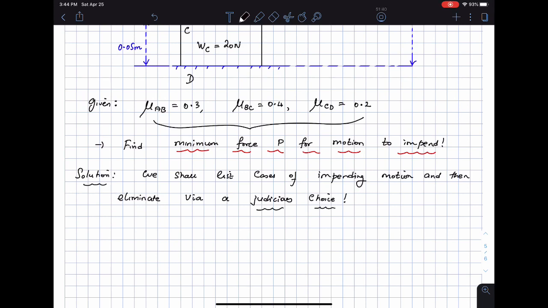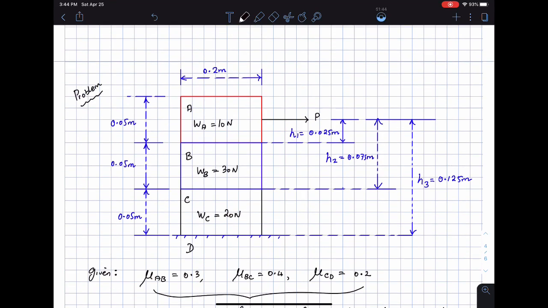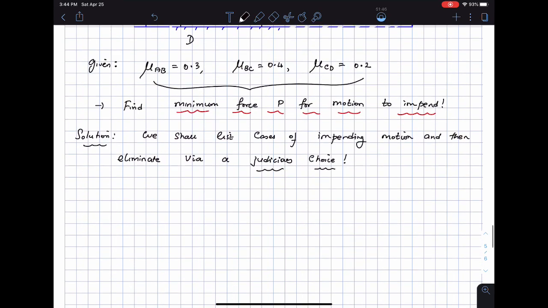Okay, all right, so here are the cases of impending motion. As I apply the force P, all the boxes can slide as a single unit. So the first thing is this: all the boxes slide together as a unit.